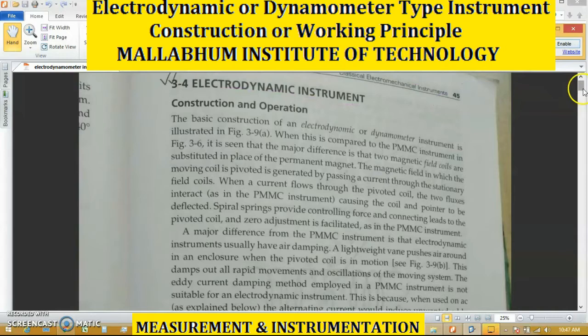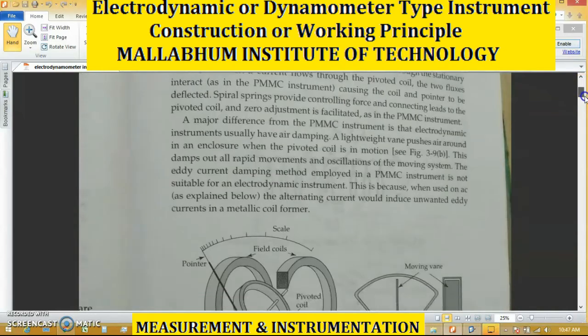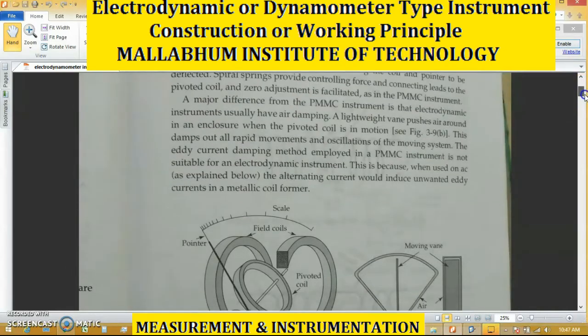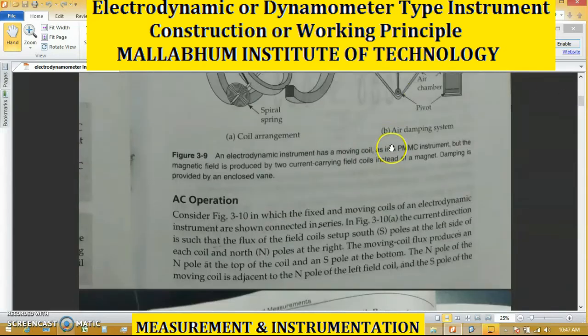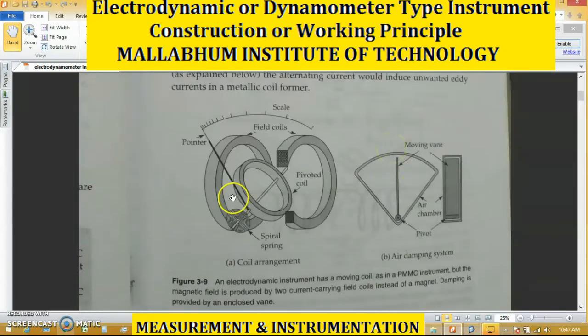Now we will discuss the construction of this instrument. You can see this is the physical construction of the electrodynamic type instrument. The moving coil is the same, with the pointer arrangement, where the pointer moves through the scale to indicate the unknown current or voltage given as its input, and these are the two field coils.